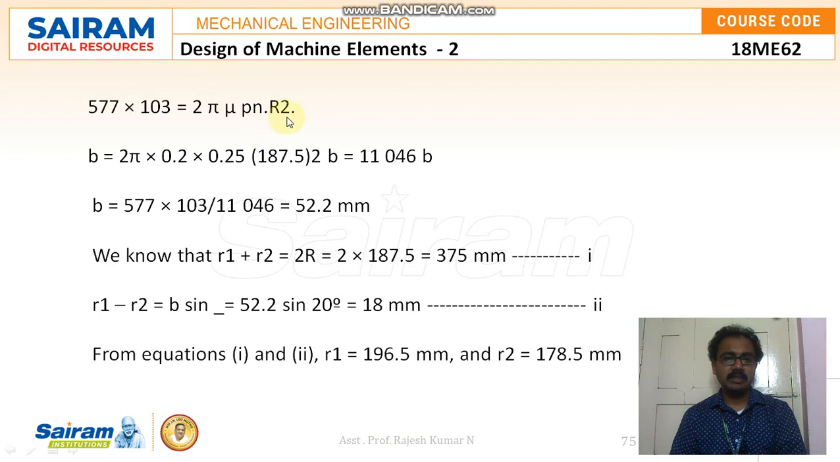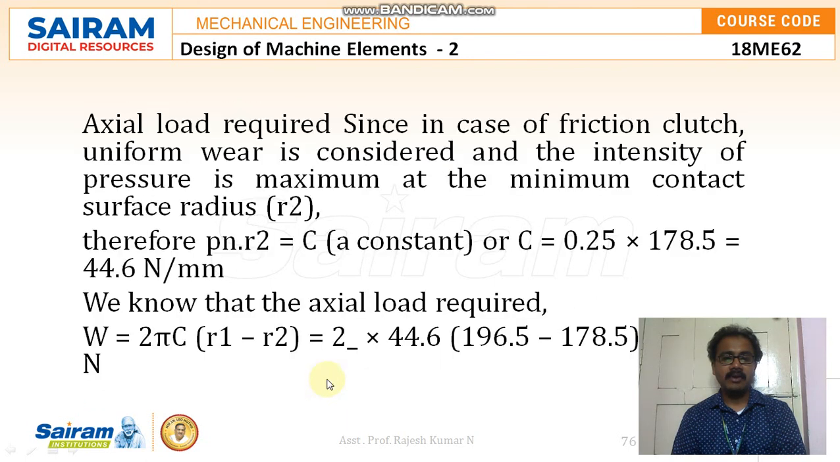Which in turn I will equate with this relation: 577 × 10^3 = 2π μ p_n R2 ... here I need to find the face width, that is 2π × 0.2 × 0.25 × 187.5 × 2b. Finally I get 110.46 b. So the b value will be 52.2 mm. We know that R1 + R2 = 2R, which is 375 mm; that will be equation 1. And R1 − R2 = b sin α, that is 18 mm. Equating 1 and 2, I get R1 as 196.5 mm and R2 as 178.5 mm.